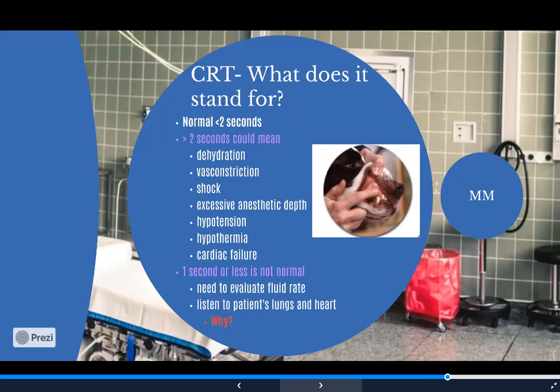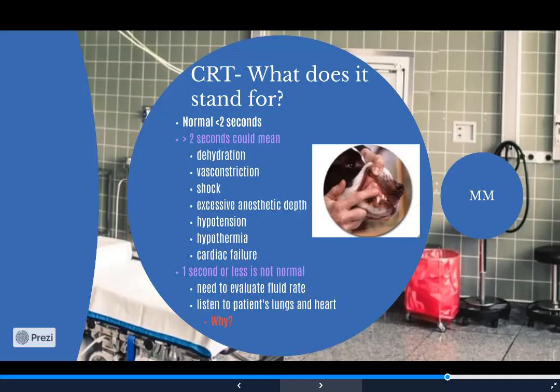And not checking temperatures is not an excuse for anything, even just regular appointments coming in for their wellness checks. They now have, I don't want to call them AVIchips because that's a brand, but microchips that can check temperatures. So if your clinic wants to do fear-free or low stress handling and not check temperatures, make sure that you are now offering those microchips that check temperatures so that you can do a full physical exam that includes temperature checking. Cardiac failure as well could be an indication of your CRT being prolonged.